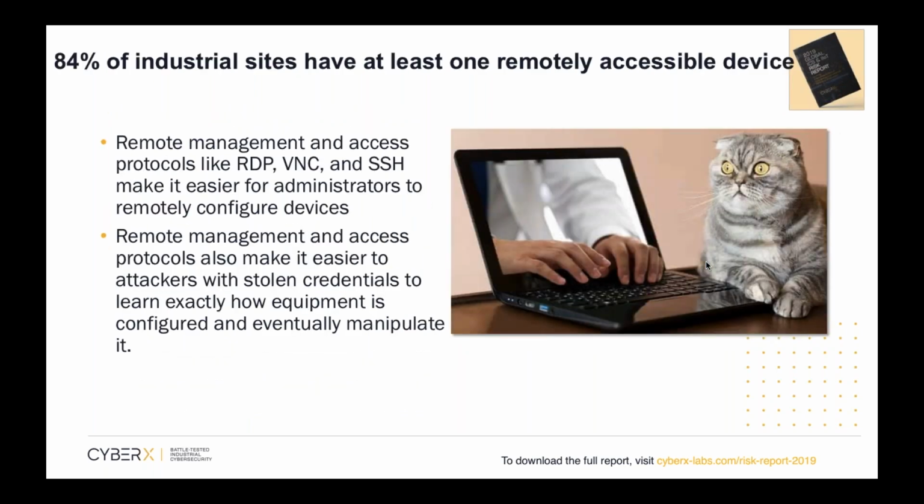But coming on to just, what did we find here? We found that 84% of industrial sites had at least one remotely accessible device. Now, we know that remote management and access protocols such as RDP, VNC, and SSH make it easier for administrators to remotely configure devices. And then we also know that remote management and access make it easier for attackers with stolen credentials, and stolen credentials should be emphasized here, to learn exactly how equipment is configured and eventually to manipulate it. So the remotely accessible devices are often used to perform reconnaissance, in other words, to figure out more about the topology of the network in order to facilitate a later attack. So it behooves someone in charge of OT security to at least be aware of where the remotely accessible devices are, and then, as we'll talk about in a minute, to see if it's possible to actually shut off remote access to those devices.